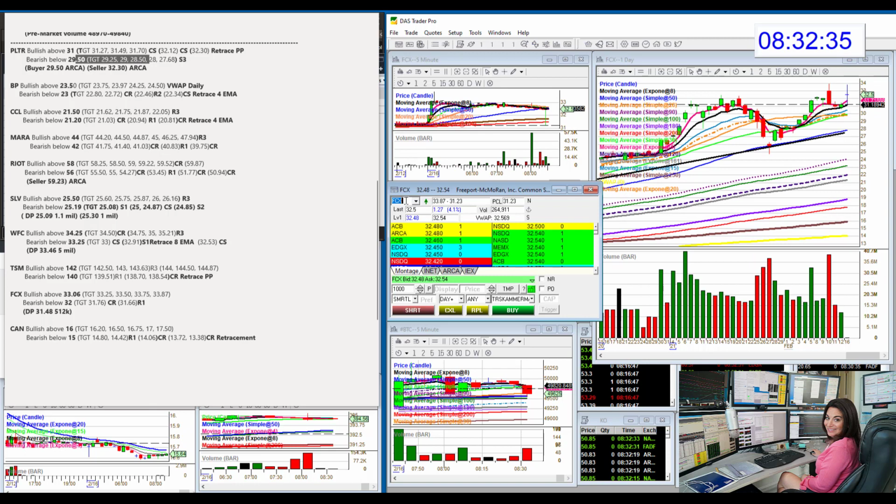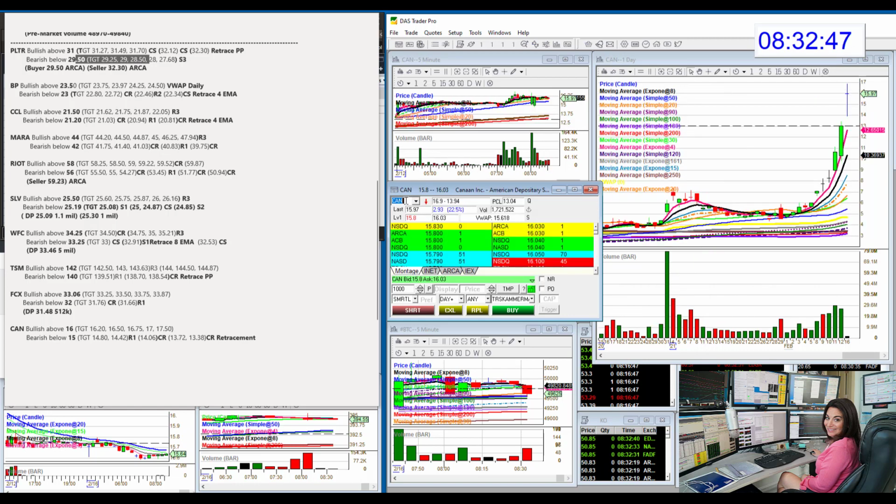FCX also has a lot of volume pre-market today. We're going to be bullish above 33.06 because there was a Camarilla there, and bear below 32 for a retracement trade. And CAN, Dave, E-Man called this one out this morning. Bullish above 16 and bearish below 15.